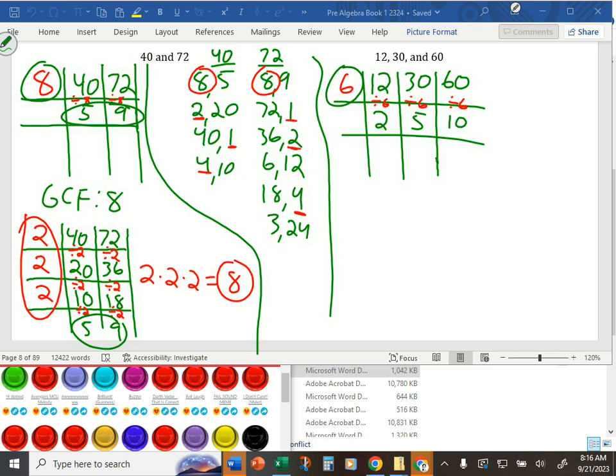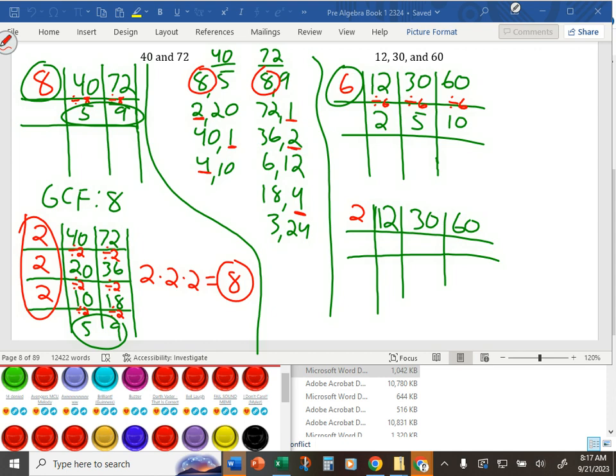Okay, greatest common factor only deals with integer values. So no decimals, no fractions. Only integer values. If you're doing the table method and we didn't pick 6, what number goes into 12, 30, and 60, but not 6? 2 does. They're all even, so let's just start with that one.